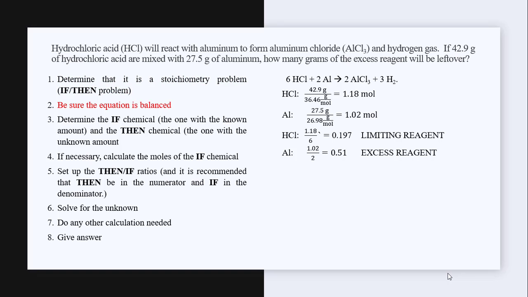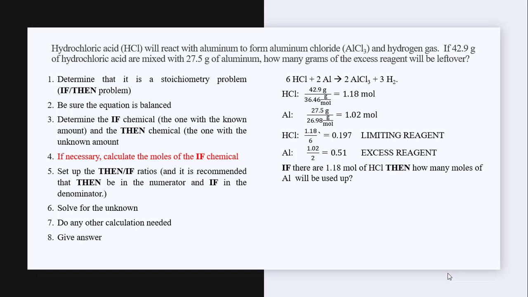Second, be sure the equation is balanced. That's already been done. Determine the "if" chemical, and in a limiting reagent problem, the limiting reagent is always the "if" chemical, so here the hydrochloric acid will be the "if" chemical. That makes the "then" chemical aluminum. So basically you can say if there are 1.18 moles of hydrochloric acid, then how many moles of aluminum will be used up? We don't need to calculate the moles of the "if" chemical.